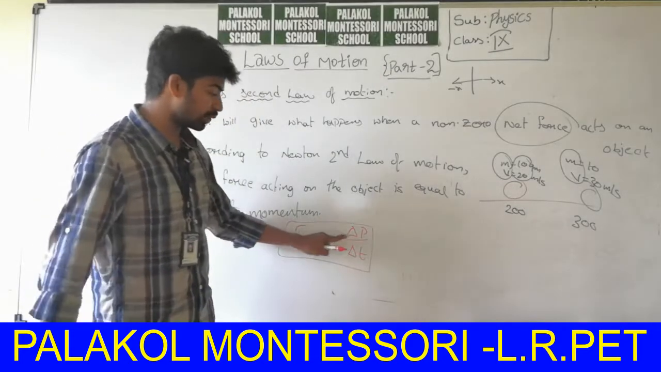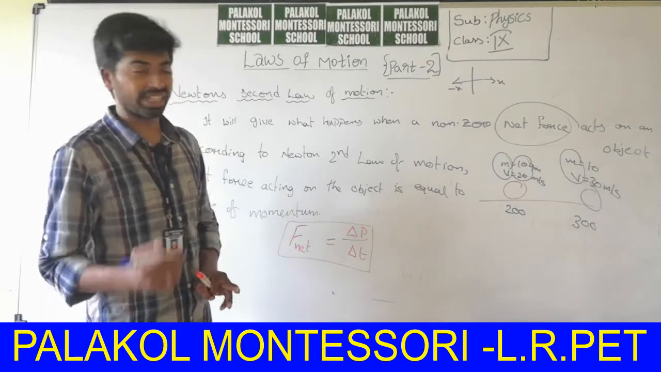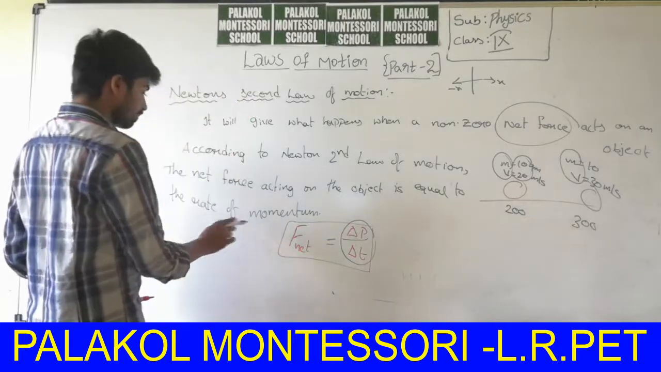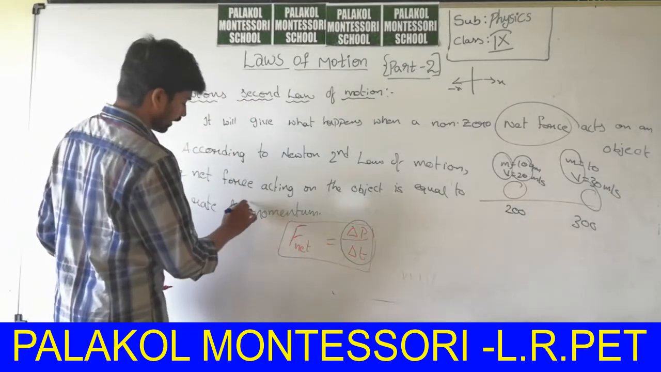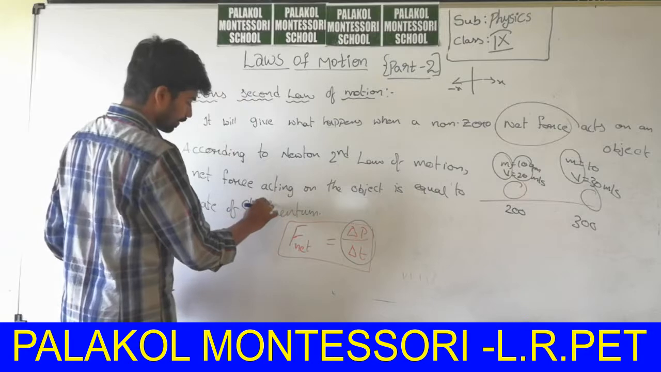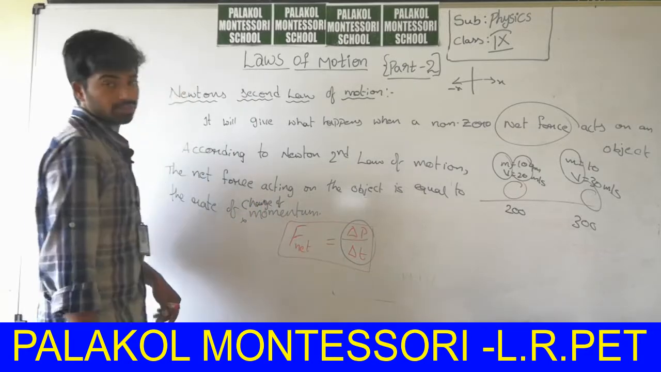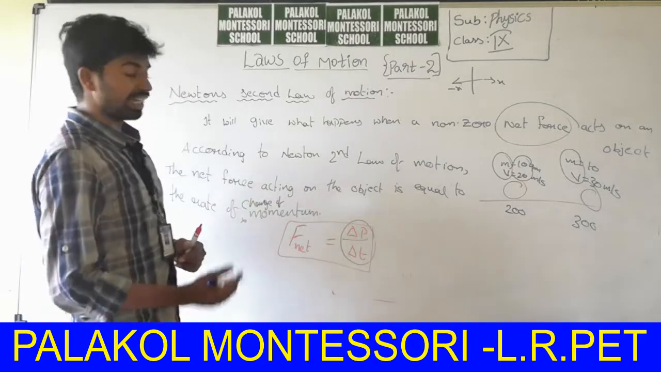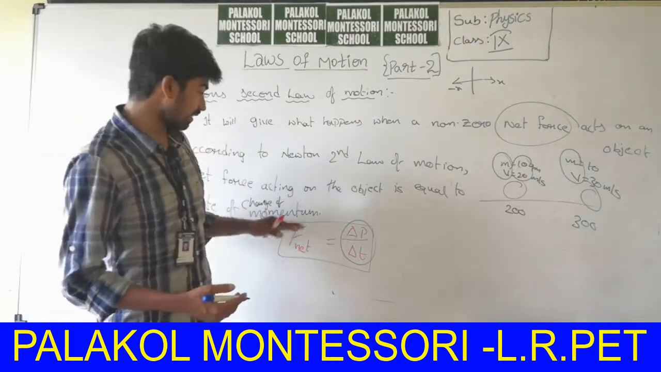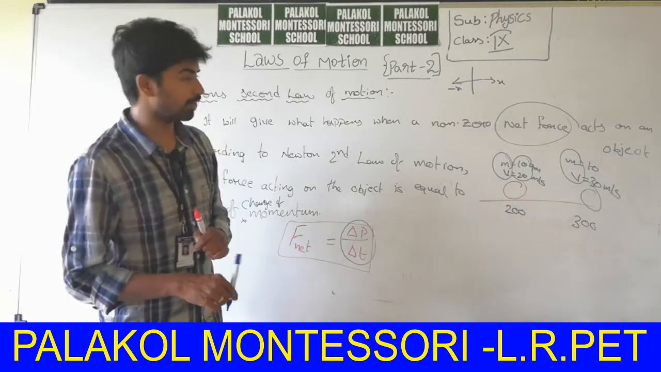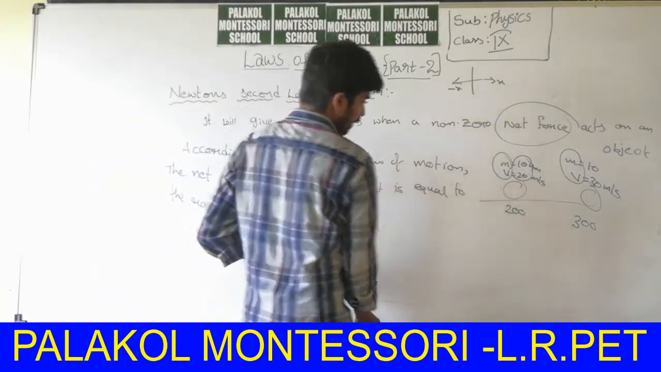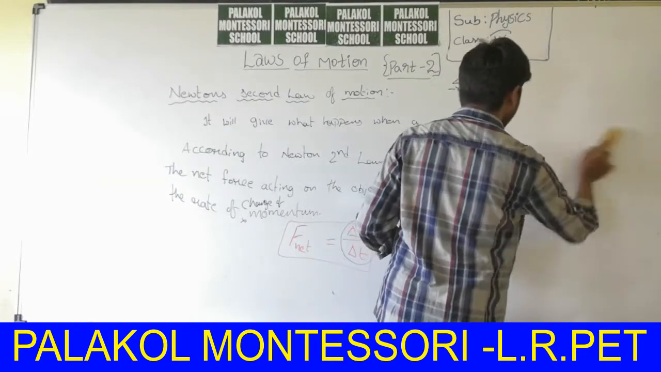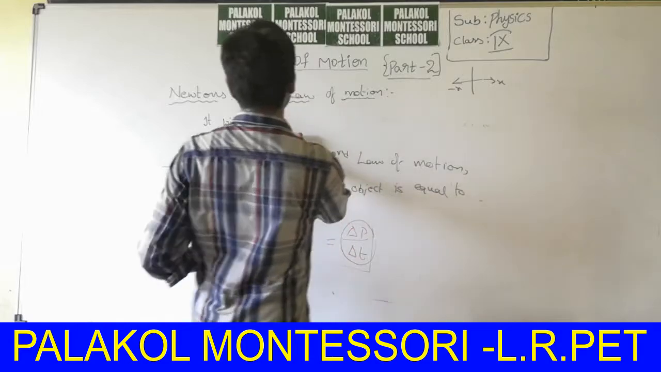F net is equal to delta P by delta T, we will call this the rate of change of momentum. According to Newton's second law, the net force acting on the object is equal to the rate of change of momentum. So, let us obtain another equation form of Newton's second law of motion.